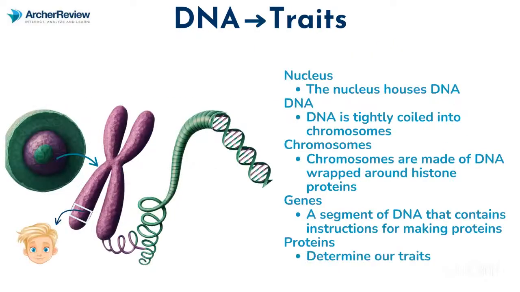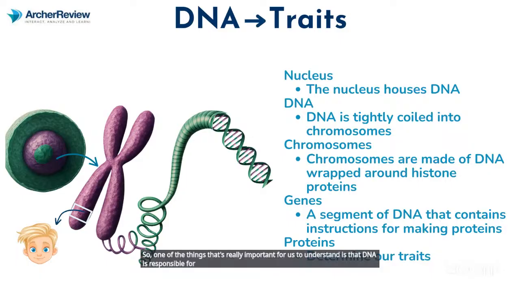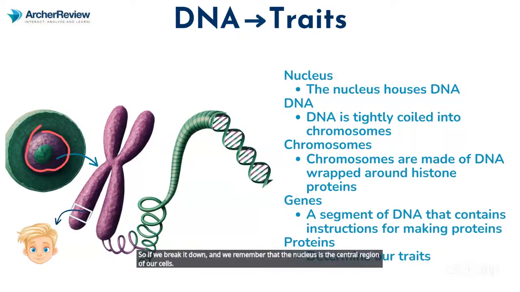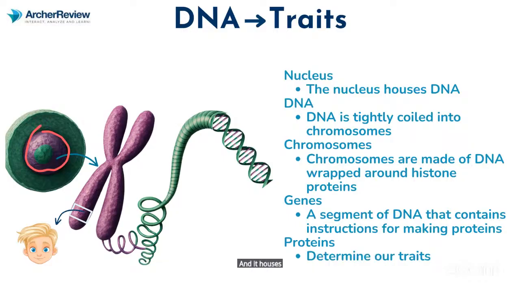So one of the things that's really important for us to understand is that DNA is responsible for our traits. So if we break it down and we remember that the nucleus is the central region of our cells and it houses the DNA, and DNA will coil up tightly into chromosomes.